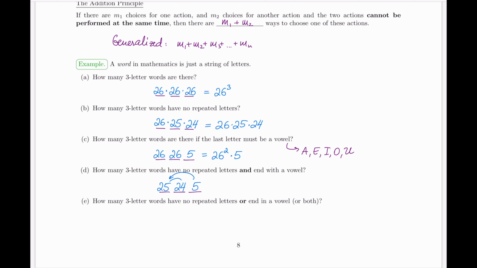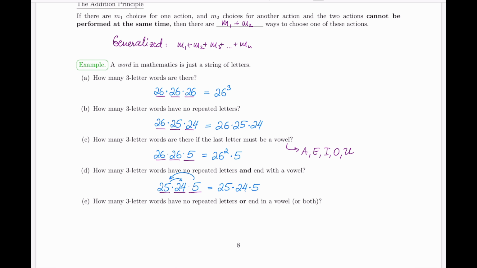Right? So sort of moving one letter at a time, but maybe not in the left to right direction. Once again, multiplication principle is at work. I have to pick the first letter and the second letter and the last one as the vowel. So I'm going to multiply all of these together.